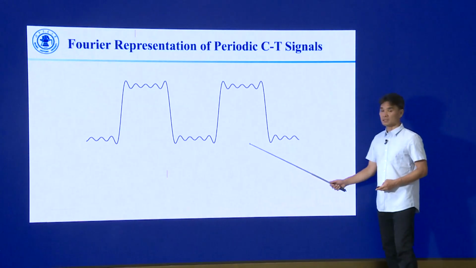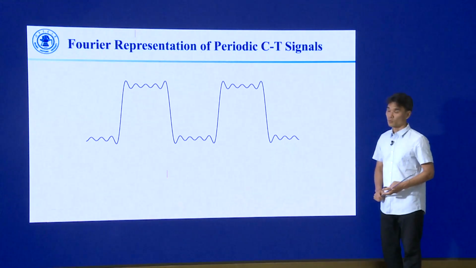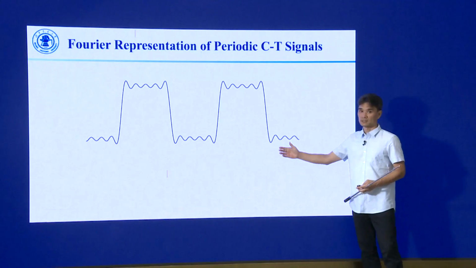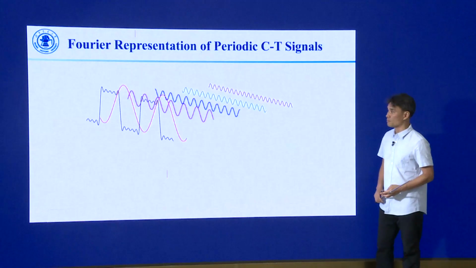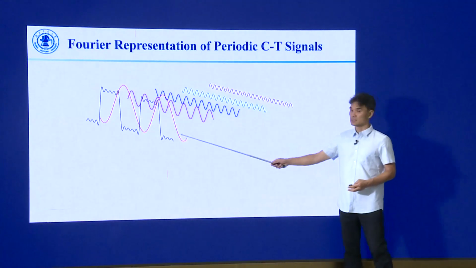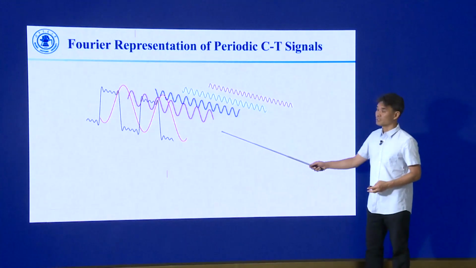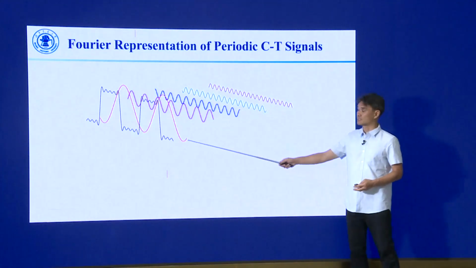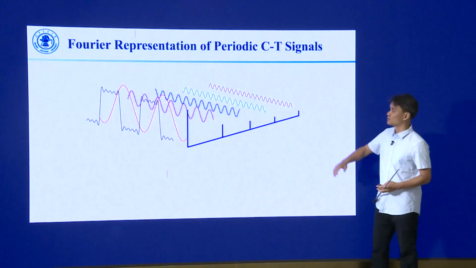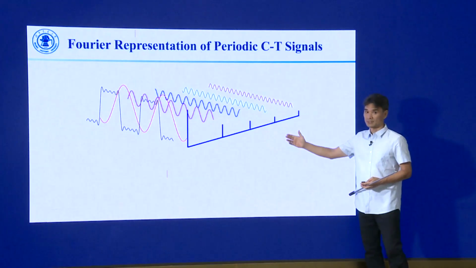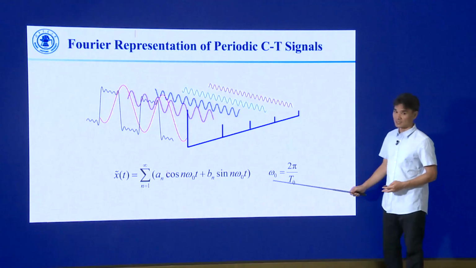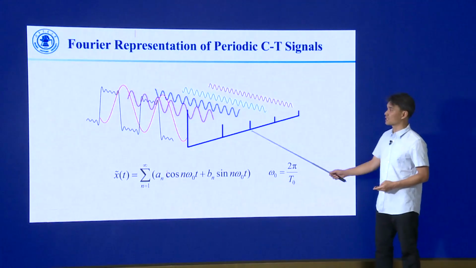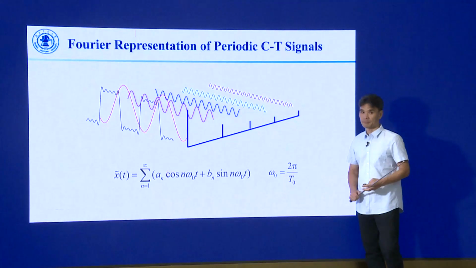For any continuous time periodic signal, here is one example. We can show it in the time domain, showing the waveform here. Alternatively, we may show the same signal by displaying all the sinusoidal components of that signal in the so-called frequency domain. So mathematically, using this method, we can do signal decomposition.